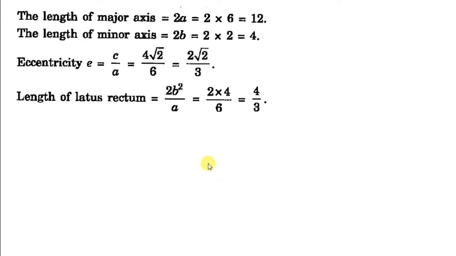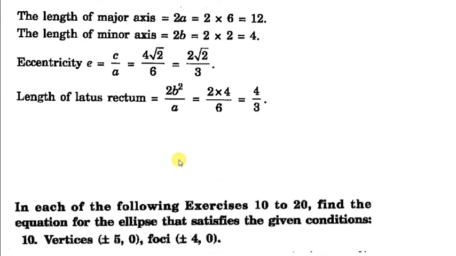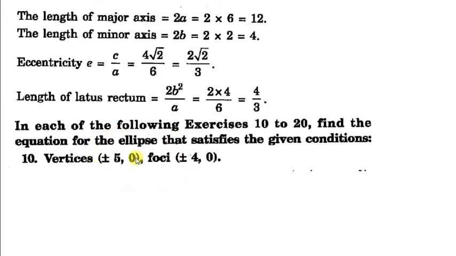The next type of questions included in this exercise is where we have to find the equation, and certain conditions are given. So here in this question, the vertices of the ellipse are given and the focus are given. So we have to find the equation. So, since the focus lies on the x-axis, because the y coordinate is 0, it means the focus lies on the x-axis. So the major axis is the x-axis.